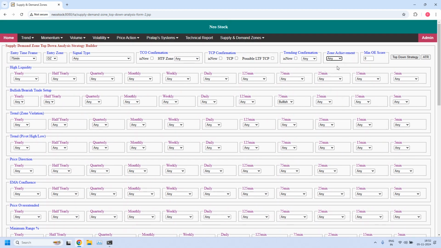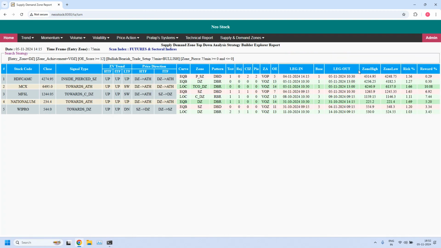Zone achievement is violated opposing zone. Minimum odd enhanced score is 12. All the 3 filters are applied to the 75 minutes demand zone. We got 5 stocks. So these 5 stocks are supporting a bullish trade setup for weekly income trade. Entry time frame and zone are 75 minutes demand zones. In these 75 minutes demand zones, there could be high probability supported stocks available.